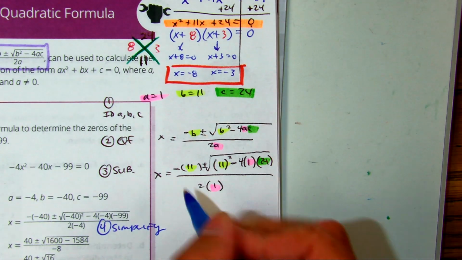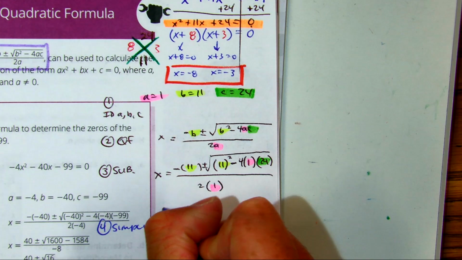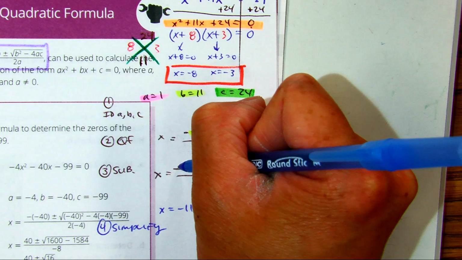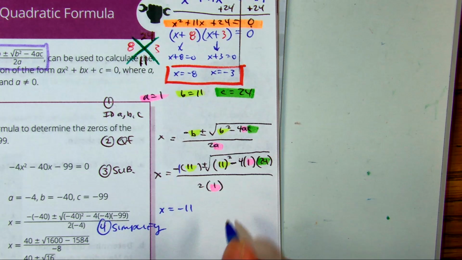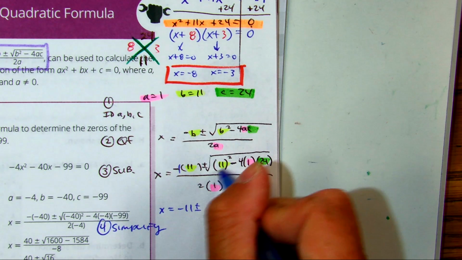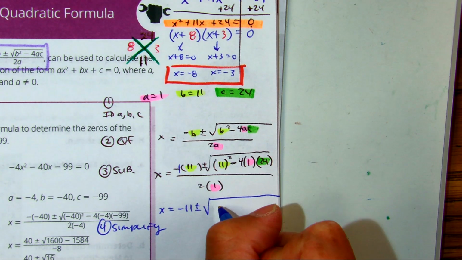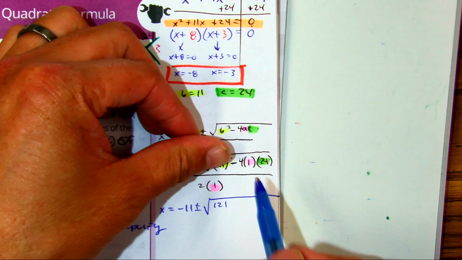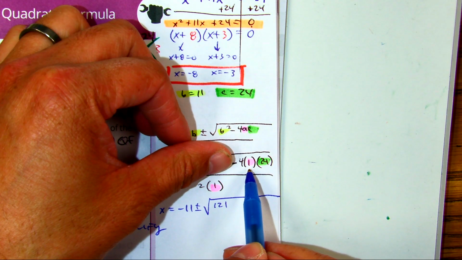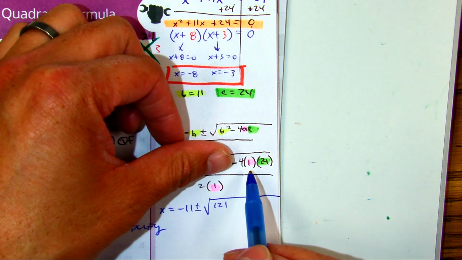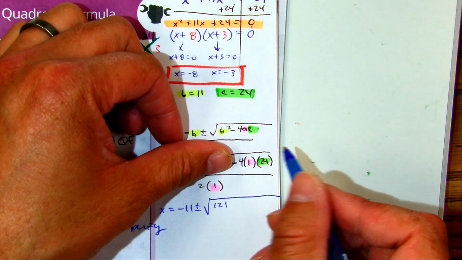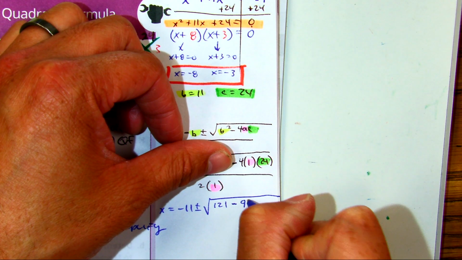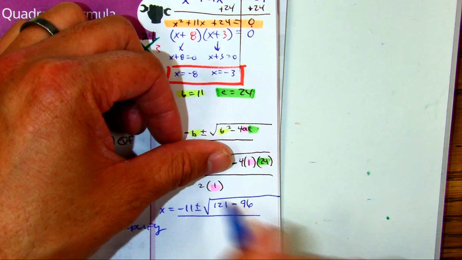Class, what's the opposite of 11? As some students were asking me, this can also be read as negative 1 times 11, which is a negative 11. Class, what's 11 squared? This next part I'd like to do in a chunk. So negative 4 times 1. And what's negative 4 times 24? Negative 96. All over 2 times 1, which is 2.